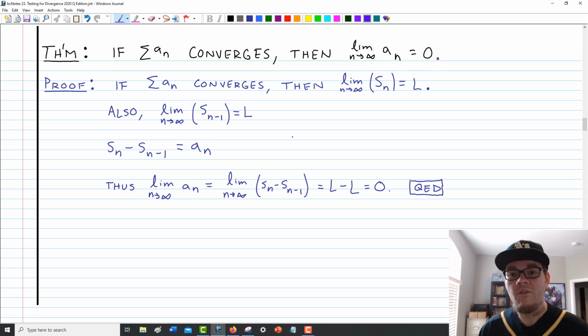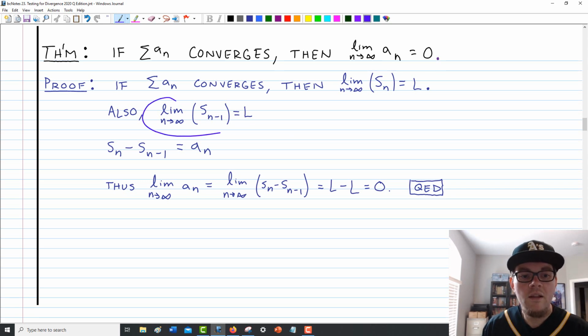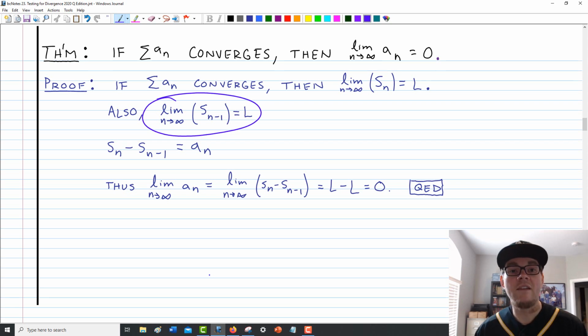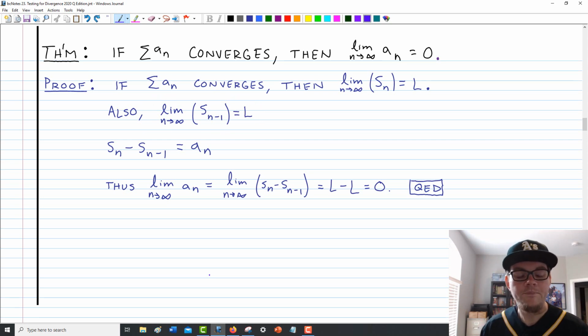Having said that, if we take the limit of the sequence of partial sums, but we remove the final term, or we just don't include the nth one, and we instead focus on the n-1th one, we'll get the exact same value. We're still converging in the same direction. We're still doing the same thing. We've just removed a single finite term. So as it says below, the limit as n approaches infinity of s sub n-1, in other words, the limit of the sequence of partial sums less one term, is also going to be equal to L. They're going to be converging to the same thing.